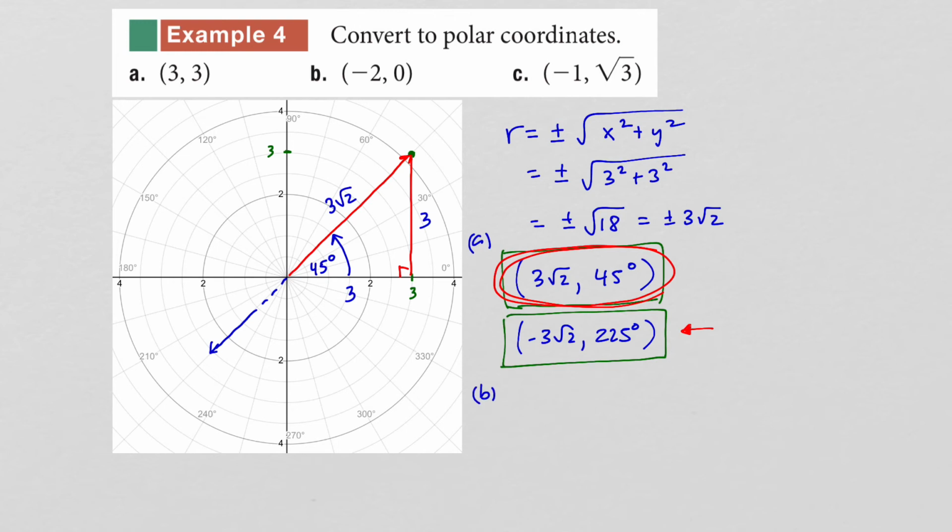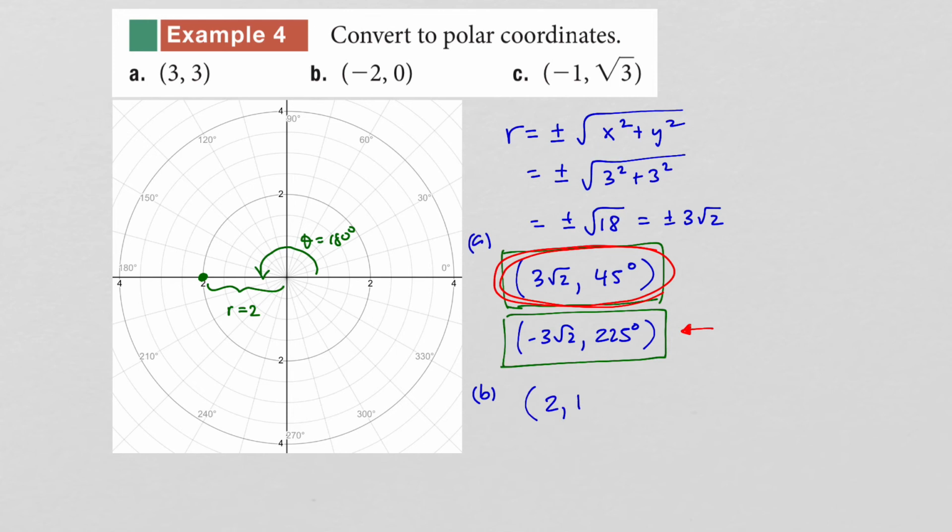For part B, we have the point negative 2, 0. So what I could do here is go ahead and graph the point negative 2, 0 in rectangular coordinates. So that's x equals negative 2, y equals 0. That's right here. And this one's really simple because it's on the polar axis, right, or the x-axis. And you can see very clearly that the distance there is 2 units, so r equals 2. And it's also very clear that theta is equal to 180. So if I give a single coordinate for this, I would say r equals 2 and theta equals 180.